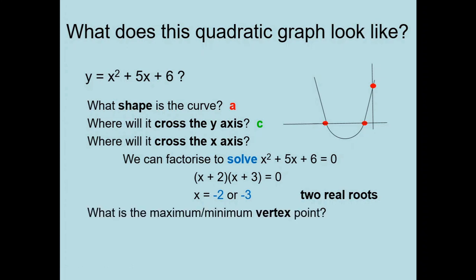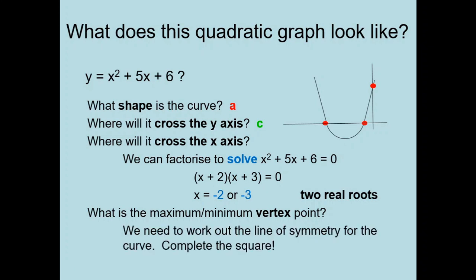What's the maximum or minimum or vertex point? That's the turning point right here down at the bottom in the case of a positive parabola. Now that we haven't looked at yet, and that is something that we have to look at based on just the formula. You're not likely to get that value exactly by just filling in a table of values. In order to do that, you need to work out the line of symmetry of the curve. So for that, it's best to complete the square.